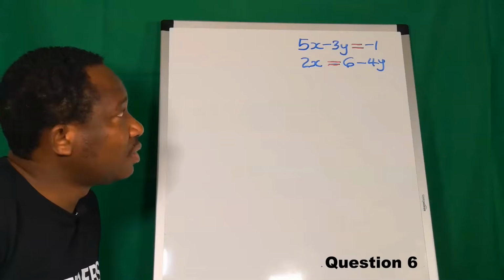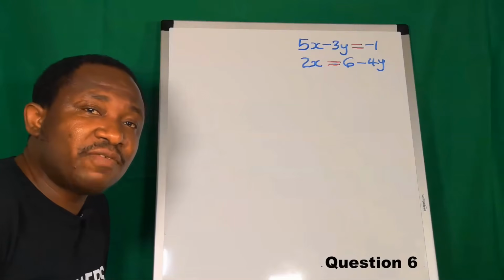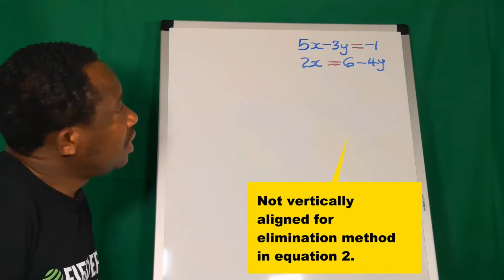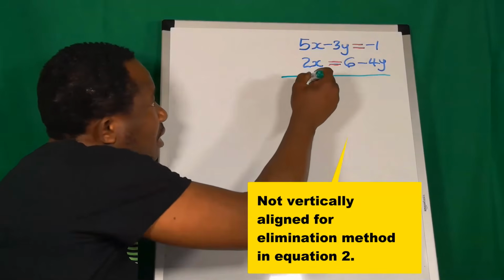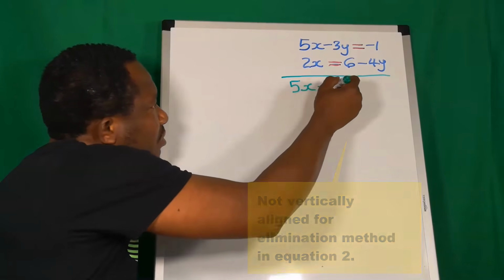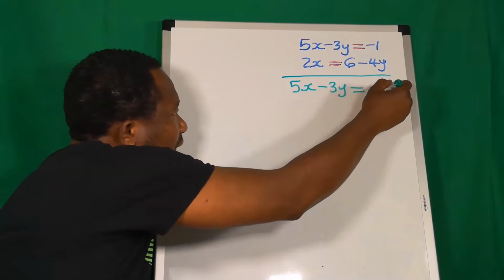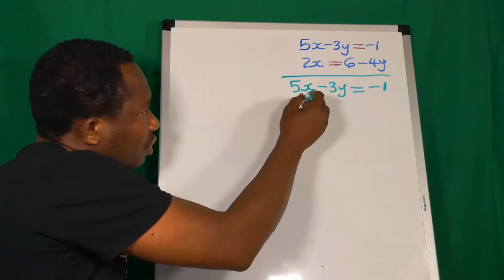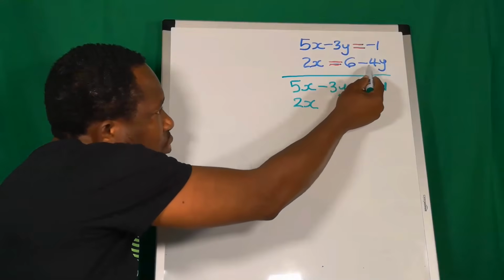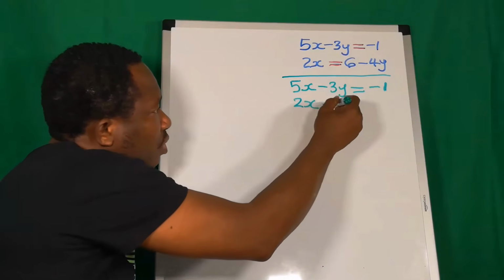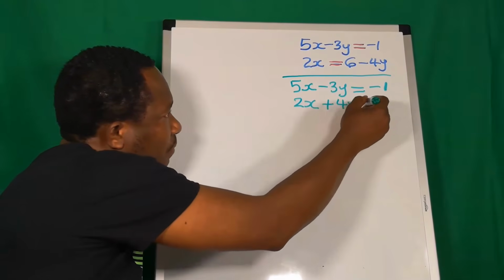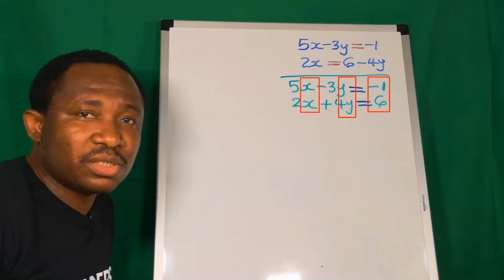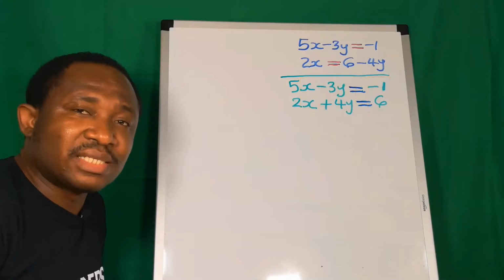Let's consider this question. Before we solve this, firstly, we're going to check if x and y in equation 1 and 2 are vertically aligned. Here we have that in equation 1, 5x minus 3y, on the other side we have minus 1. But in equation 2, we see that we need to rearrange. For us to have 2x, this minus 4y we need to move. On the other side it will become plus 4y. And on this side, I'm left with 6. Now that the equations are rearranged, next, let's start solving.